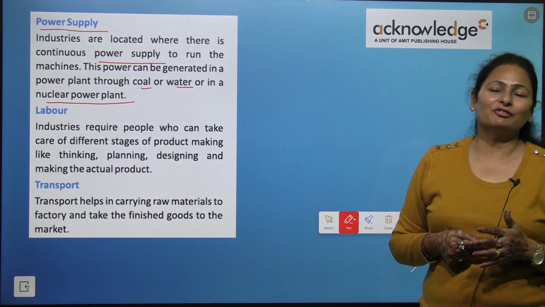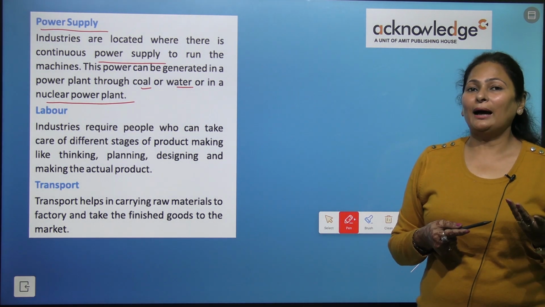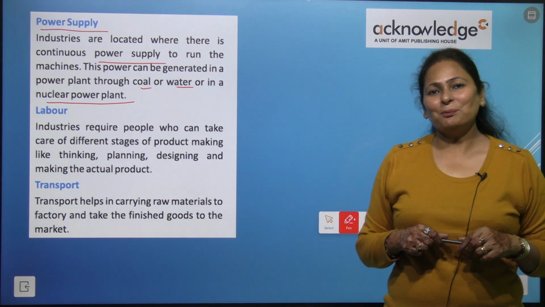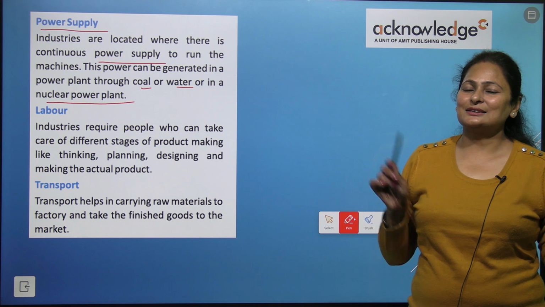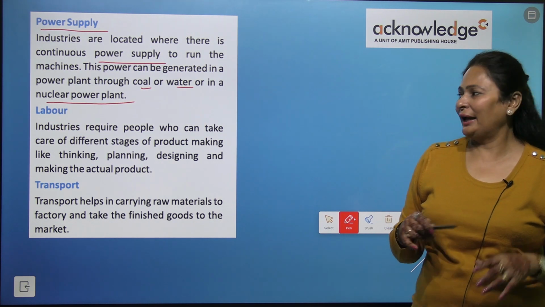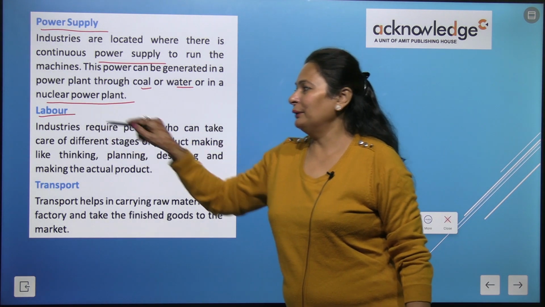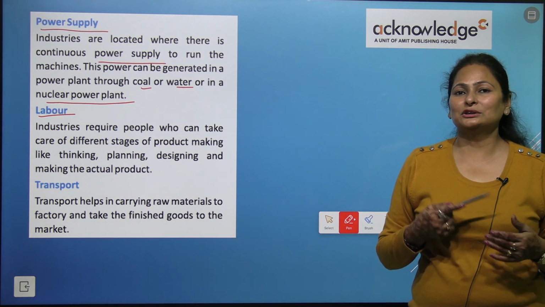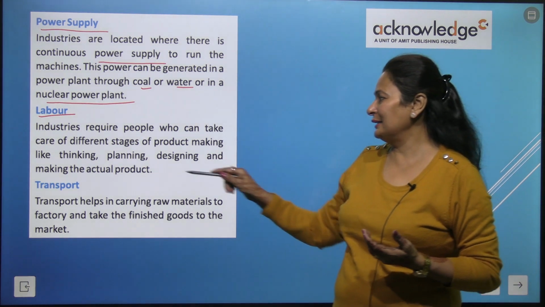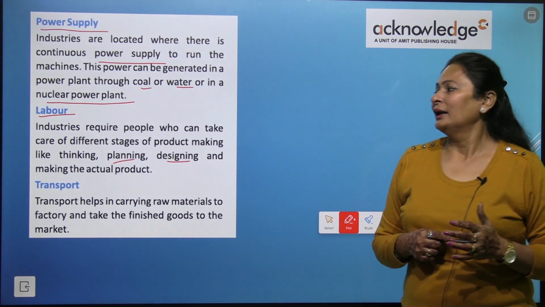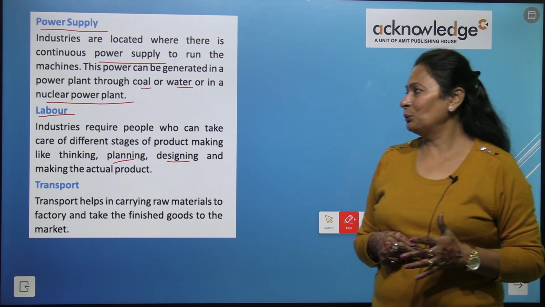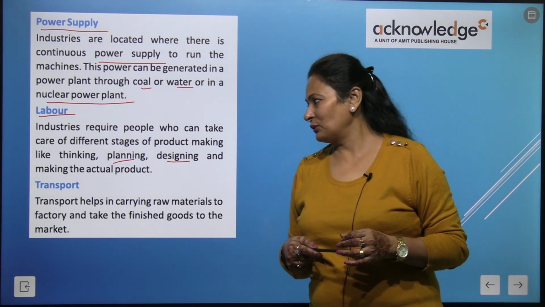Continuous supply of electricity, right? What happens if the electricity is not there? The machines will stop working and industry will stop, right? Now the labor is also needed. The people who are working, who run the machine, who plan, who design, right? Planning, designing and making the actual product. So labor is also needed in industry.